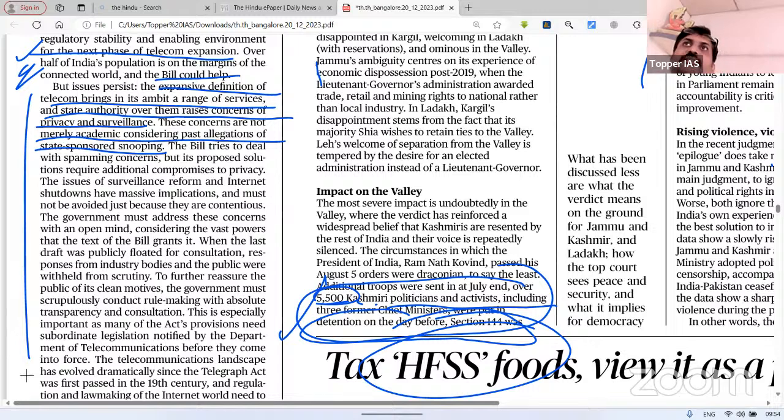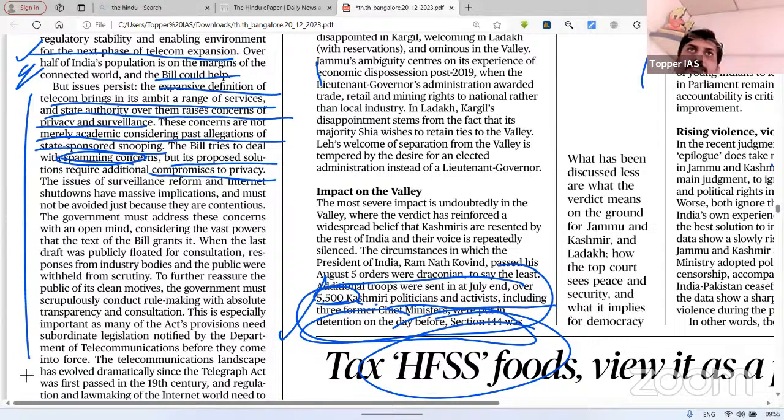You know that even America did it, India did it. State-sponsored snooping means you are following your own citizens, you are seeing their data. The bill tries to deal with spamming concerns. Spamming, where you receive so many unwanted messages. So they are putting some control, but the proposed solutions require additional compromise to privacy to control that.